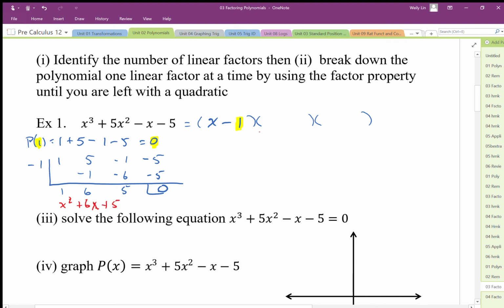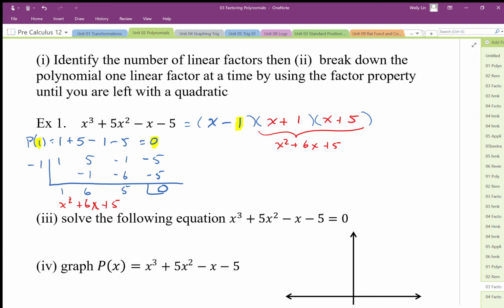Okay, so I know that this term here is x squared plus 6x plus 5. Well, I just need to factor this quadratic. I know how to factor it. 2 numbers that multiply to 5 and add to 6 are going to be 1 and 5. Okay, so there's my factored form of that cubic polynomial.